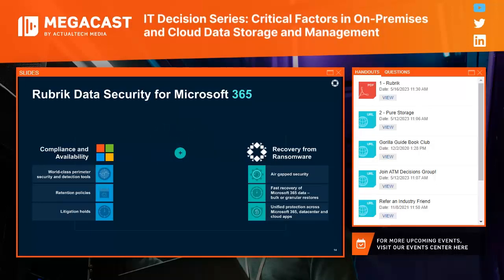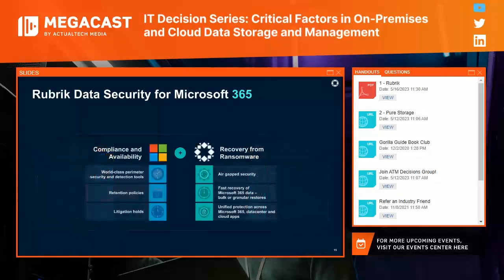Because while Microsoft offers data governance and availability tools, Rubrik is there for recovery from ransomware or accidental data deletion, or long-term retention for everyday instances where maybe you need to recover 60, 90-day-old data that's been lost and you can't recover it maybe within Microsoft 365.